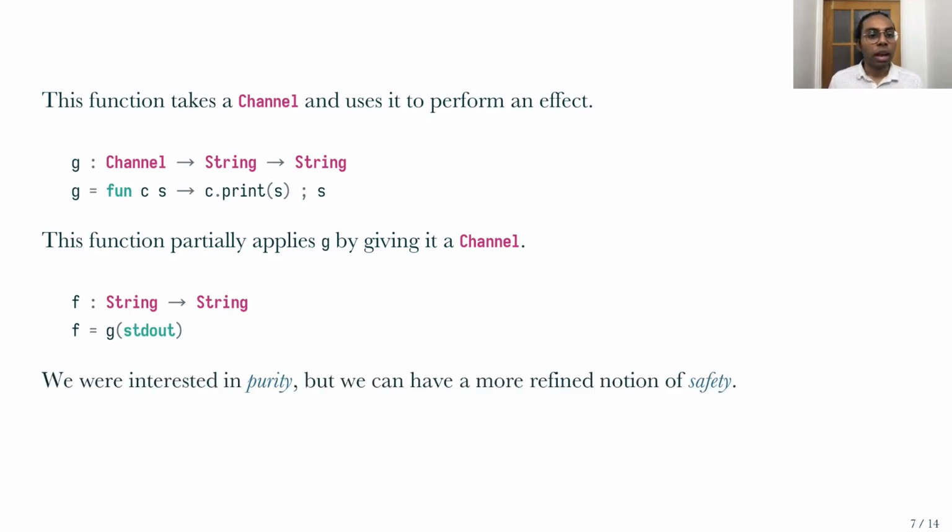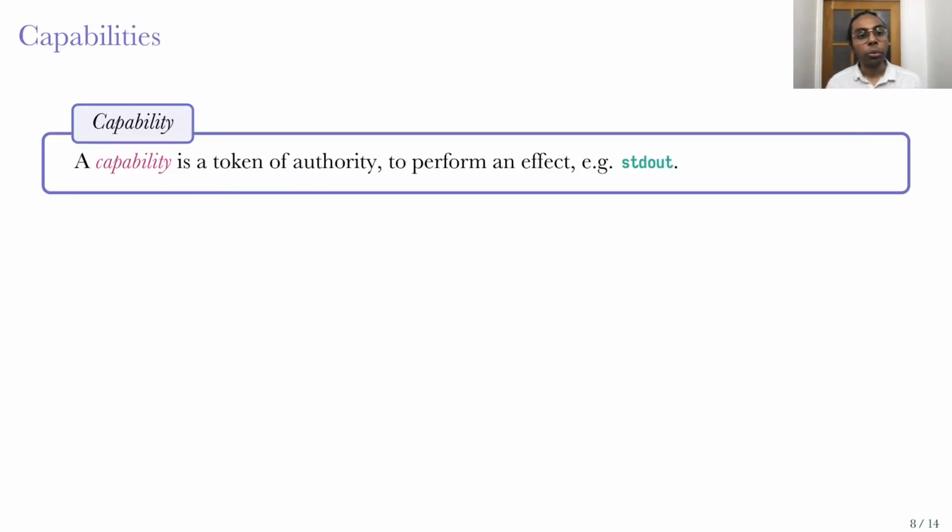So this gives us an idea. We should be able to control the use of effects by controlling the channel variables that a function has access to in its environment. So we were interested in purity, but we can refine this to a different notion of safety. So we formalize this idea using the notion of capabilities. Capabilities are a well-known thing in the systems programming community. A capability is defined to be a token of authority, for example, a security token or a permission. In our impure language, a channel variable, for example, standard out, is a capability.